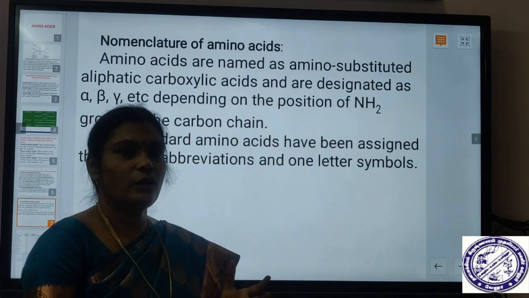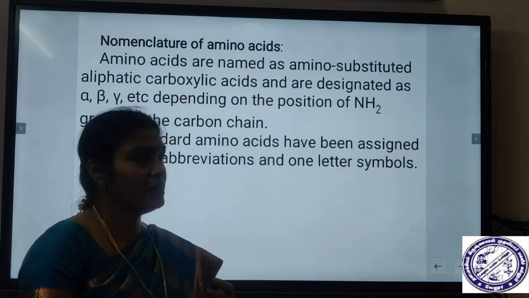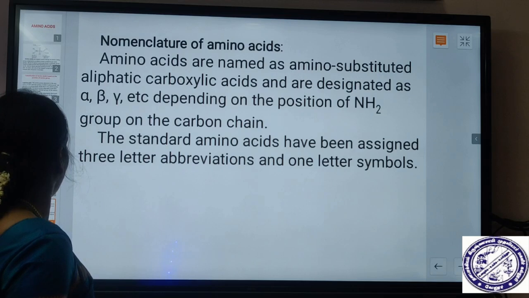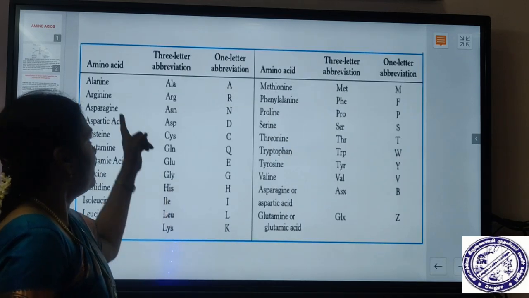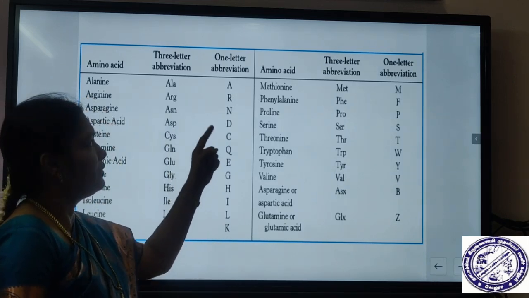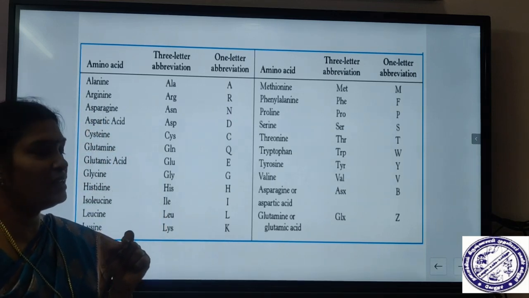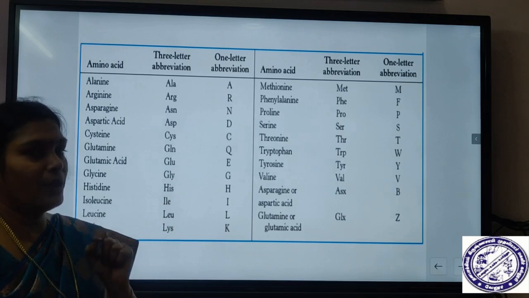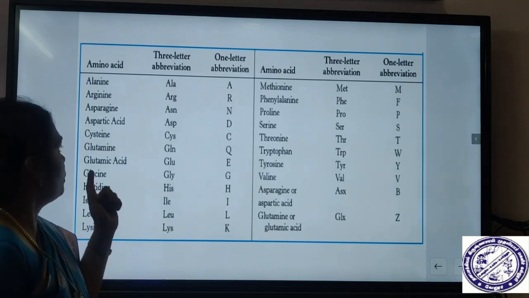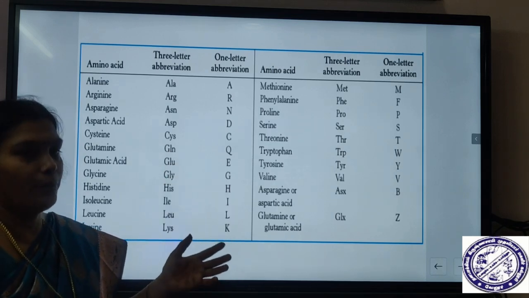So, how to name an organic compound, that is amino acid? We can give different types of nomenclature for this. Either we can use a 3-letter abbreviation or a single-letter abbreviation. For example, alanine can be represented by the 3-letter abbreviation ALA, A-L-A, or by the 1-letter abbreviation A. Similarly, arginine can be given as ARG, and it is represented as R because we already have alanine as A. Asparagine can be represented as ASN or N. Like that we can give the nomenclature.